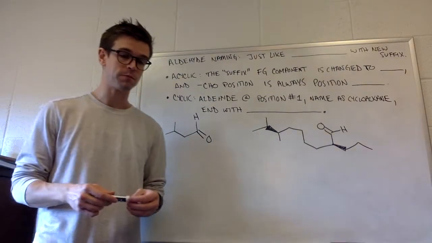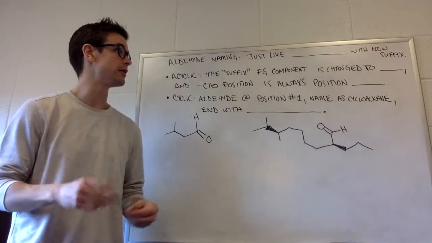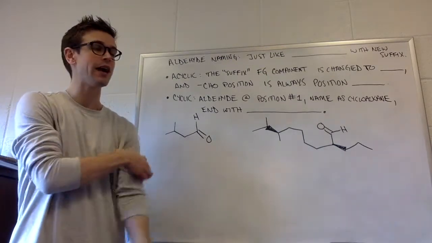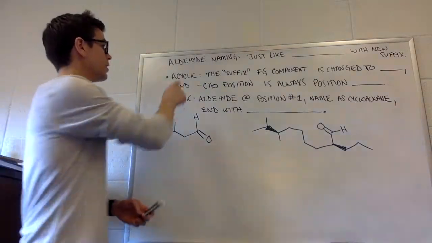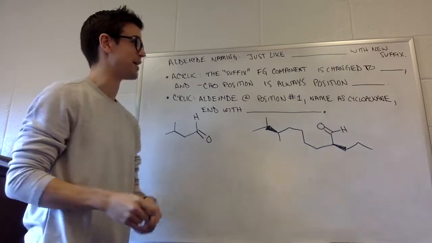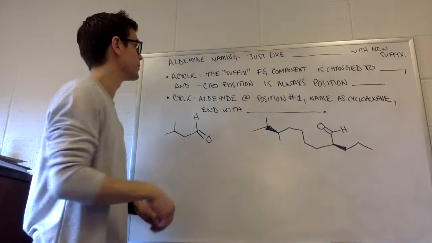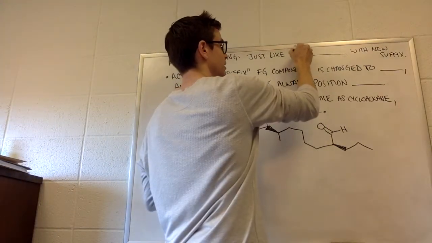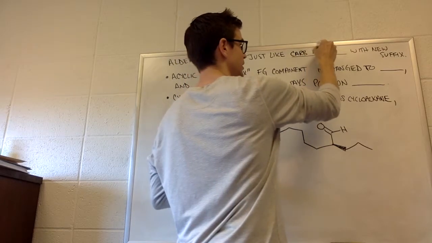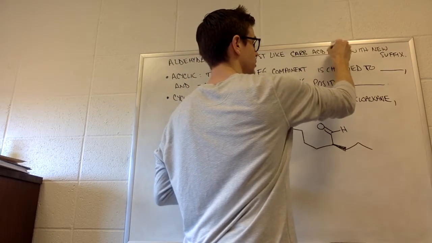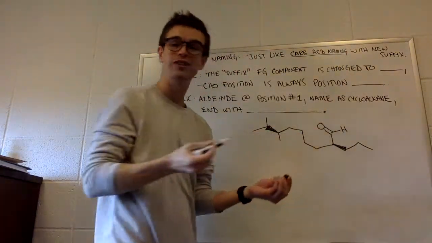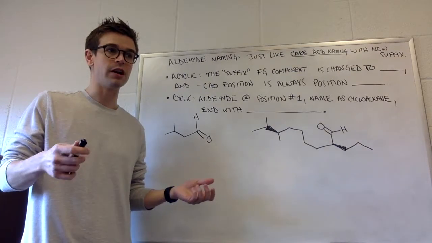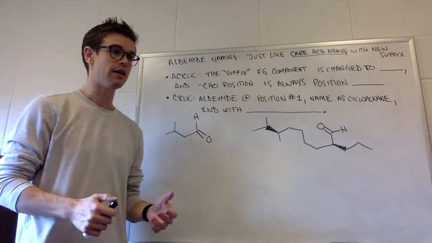All right, so moving on to chapter 21, the beginning section, which you should all excel at, is naming. Why should you excel at it? Because aldehyde naming is just like carboxylic acid naming with a new suffix. So if you know how to name carboxylic acids, literally all you have to do is do it the exact same way, and then just end with a different suffix.